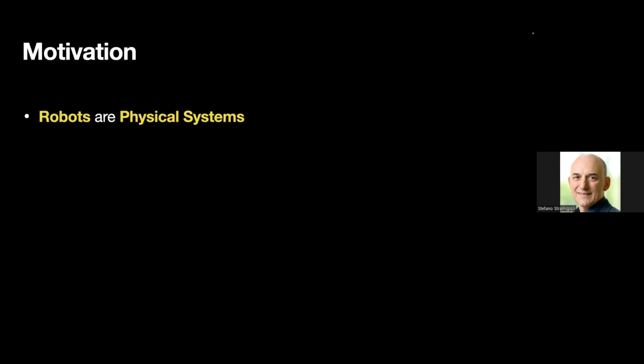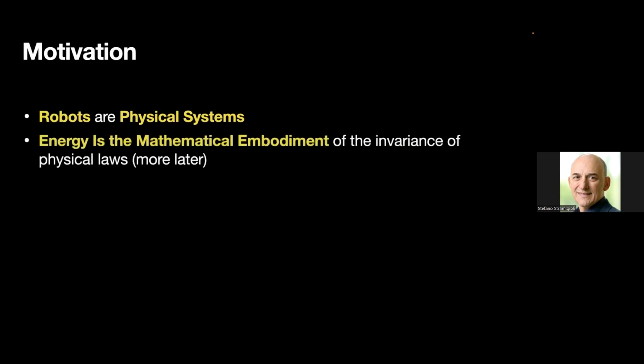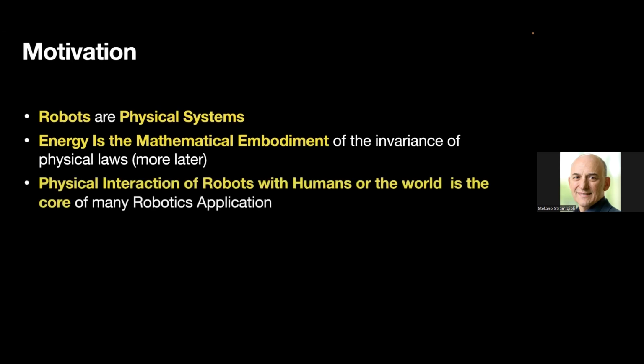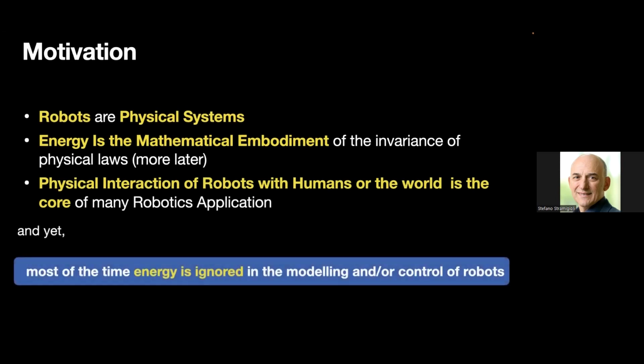Okay, the motivation of my talk now. Robots are physical systems. Energy is the mathematical embodiment of the invariance of physical laws. Really seriously, historically it's been different, but this is what it is. I'll come to that later. Physical interaction of robots with humans is really one of the bigger things we have to deal with in our community, right? And in many robotic applications, this is very valuable. And yet, very often we don't even look at energy. This is something that I cannot understand, okay?